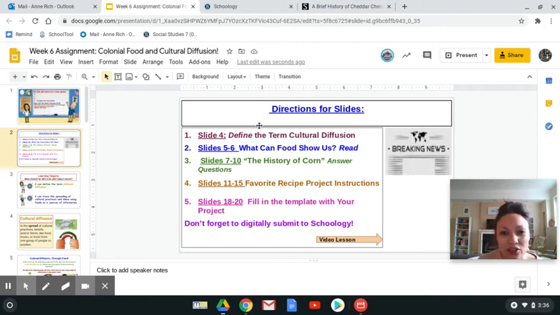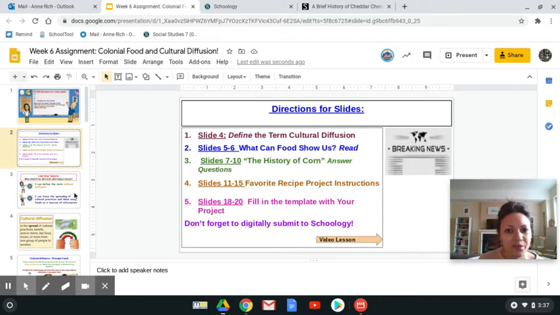So, in your directions for slides, we have a breakdown of what it's going to look like. This video is going to be a lesson of how to proceed with these slides. On slide 4, we're going to define the term cultural diffusion. We're going to read about what food can tell us. We are going to cover the history of corn. Yes, kids, you read that right. The history of corn. I'm going to introduce the favorite recipe project and review the instructions. And then it's up to you guys to do your own research about your favorite food.